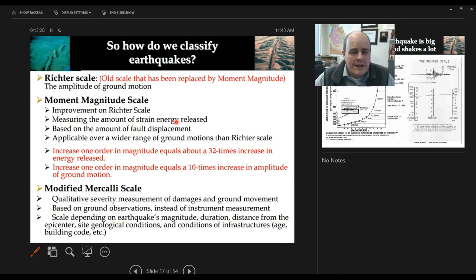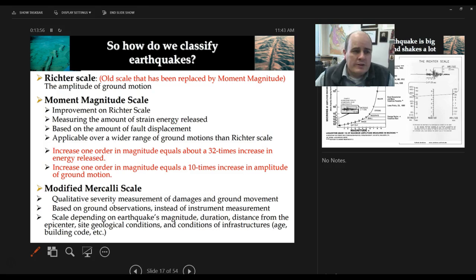Now, how do we classify earthquakes? Well, we classify them based off of three basic scales. Two of them just build off each other. The Richter scale and the moment magnitude scale actually build off each other. The Richter scale is an old scale that we don't use very much anymore. The public still uses it. The media uses it because most individuals understand the Richter scale more than they do the moment magnitude scale, but they're based off the same thing.